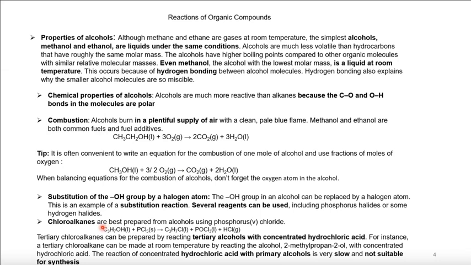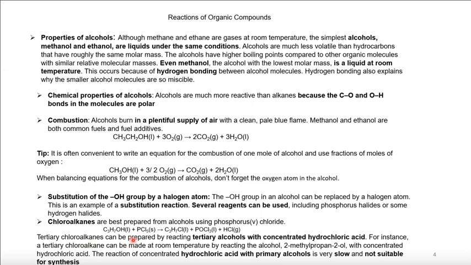Chloroalkanes. So how do we prepare chloroalkanes? We take alcohol and then phosphorus pentachloride solid, and that gives us chloroalkanes, and phosphorus oxychloride and hydrogen chloride gas.